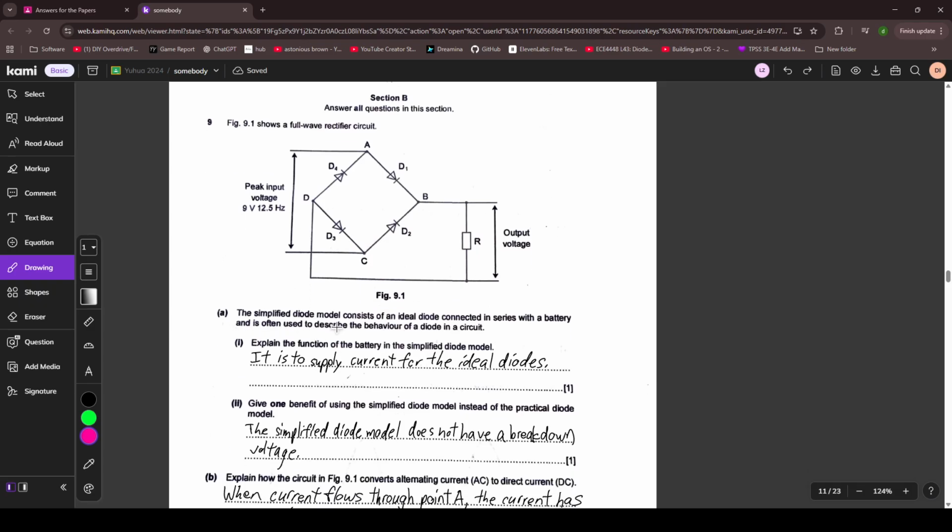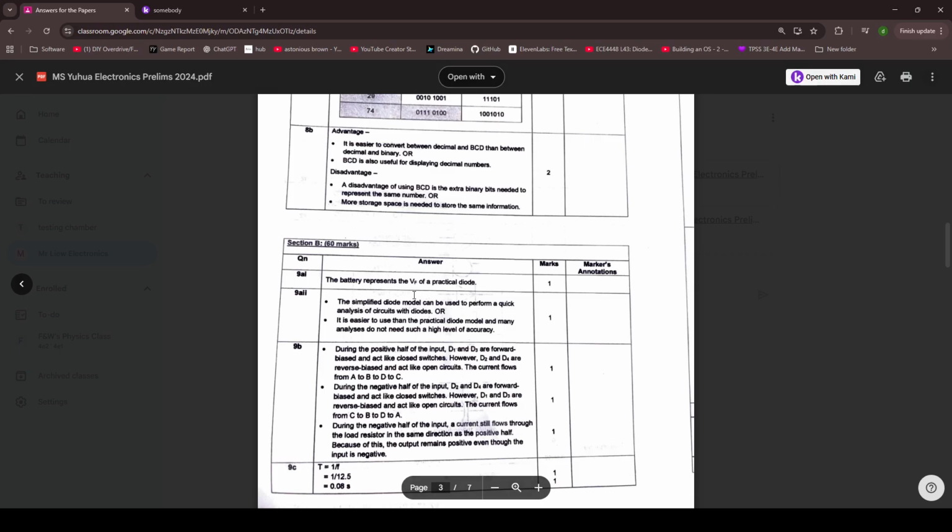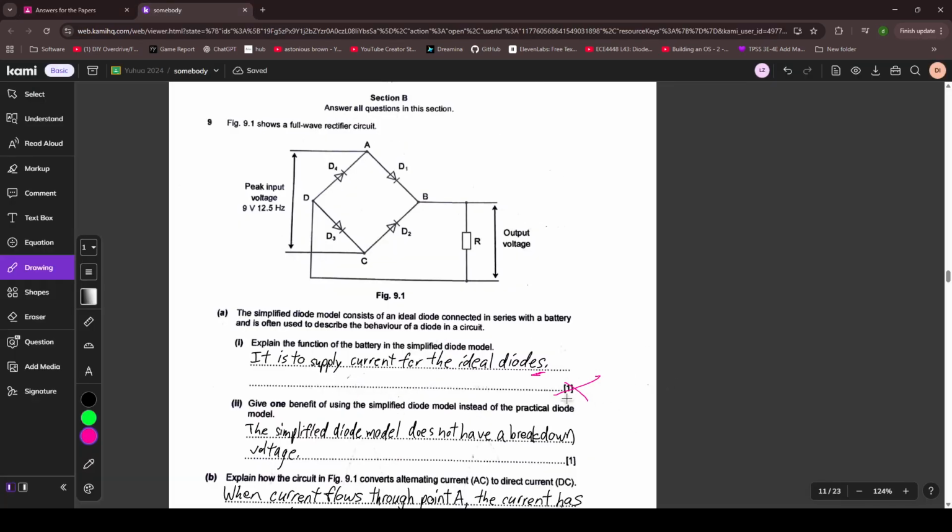Explain the function of the battery in the simplified diode model. It is to supply current for the ideal diodes. I don't know about that. The battery represents the forward voltage of, yeah, no. Sorry, you have to specifically say that the battery is to show the forward voltage of a diode.